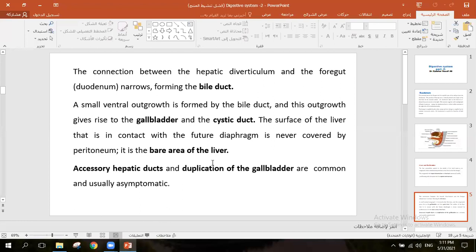There are abnormalities related to the liver and gallbladder like accessory hepatic ducts and duplication of the gallbladder, which are common but usually asymptomatic.